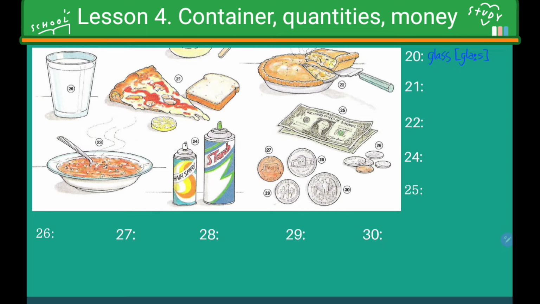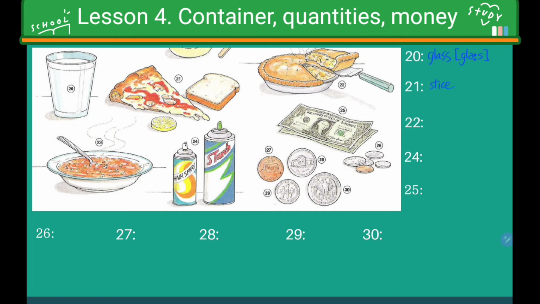And 21 is slice. Slice. So it refers to a thin and flat piece of food. Just like in pizza, or a slice of bread, or a slice of lemon or lime.